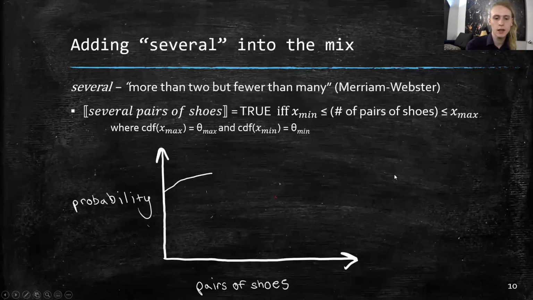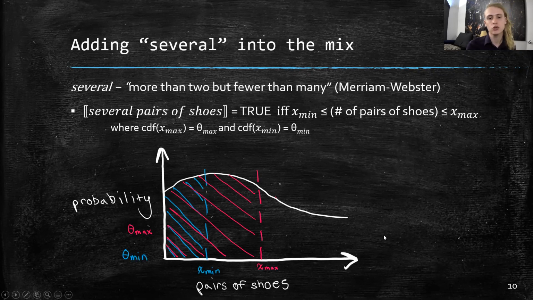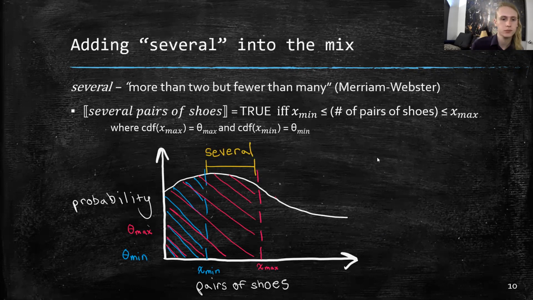So you can see again, the curves that we're used to, we're going to have an X max here derived from a theta max, and then an X min derived from a theta min. The truth value of several will be somewhere in between these two bounds.